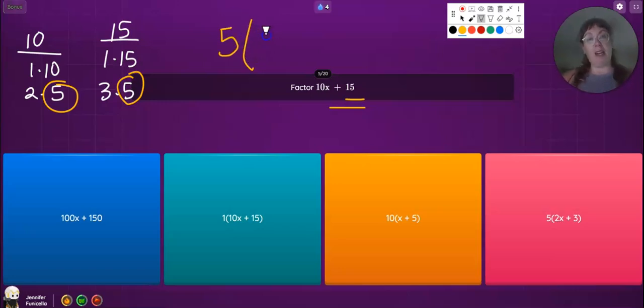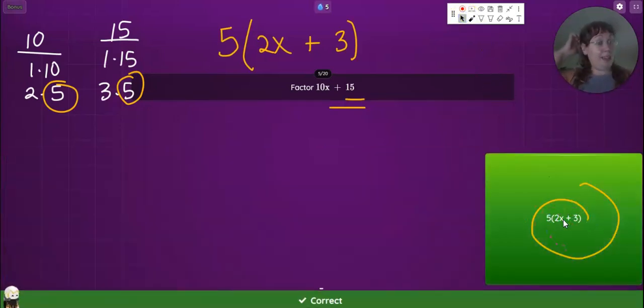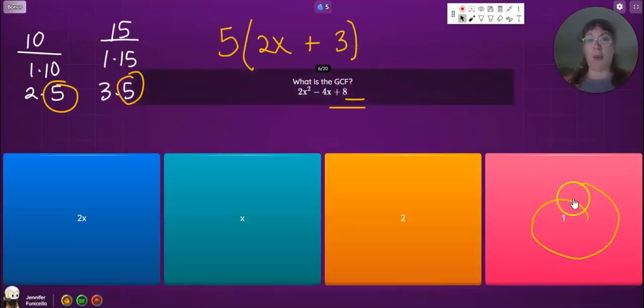10x divided by 5 is 2x. And 15 divided by 5 is 3. So we have 5 times 2x plus 3. Beautiful. Go ahead and select that. And we're a quarter of the way done.